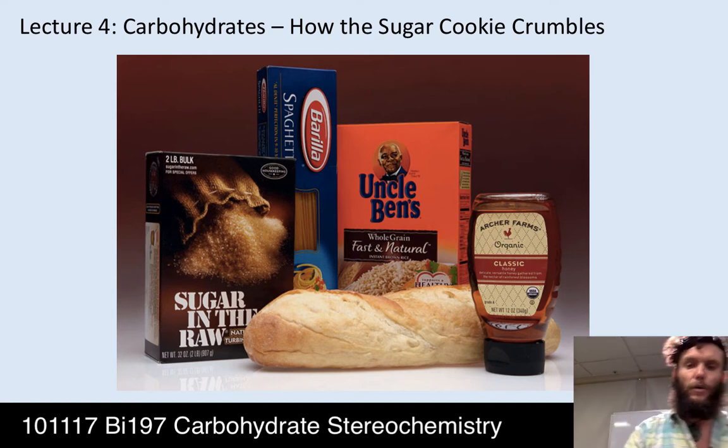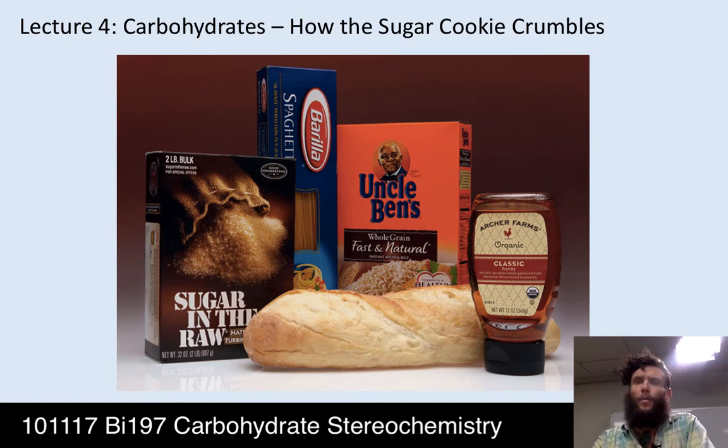Carbohydrates. So when I say carbohydrate to you, what's the first thing that comes to mind? I imagine for many of you, it's going to be sugar or pasta, for example, or bread or honey. We see a picture of honey here. Any of the things that are popularly associated with carbohydrates, and indeed, they are all carbohydrates.